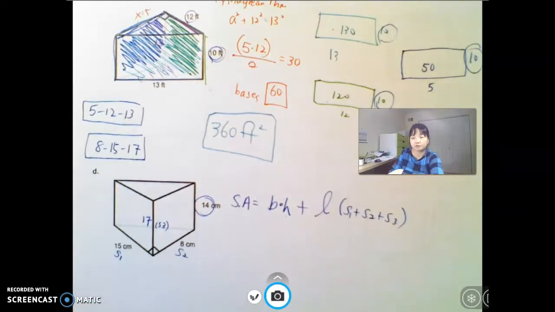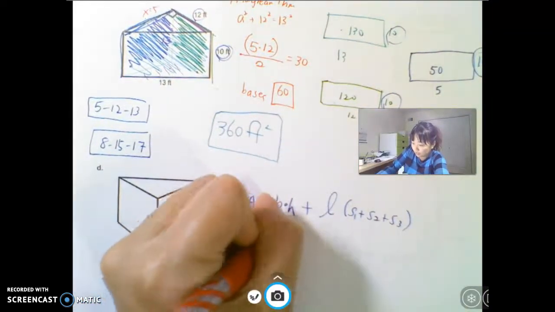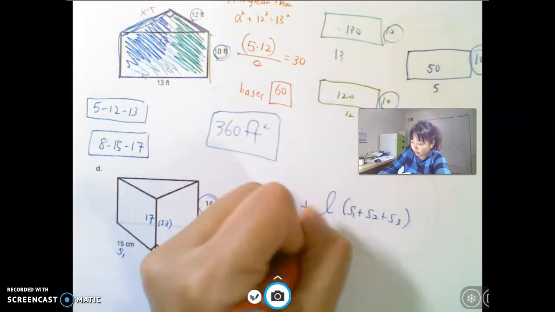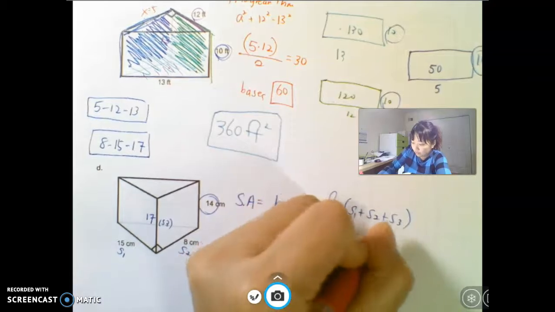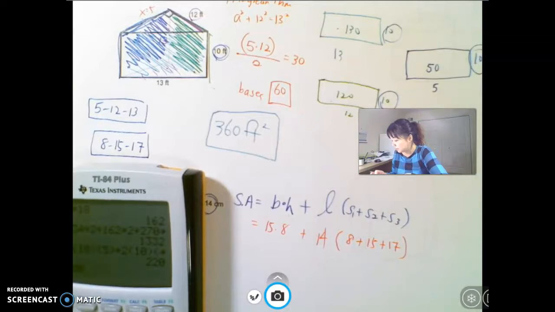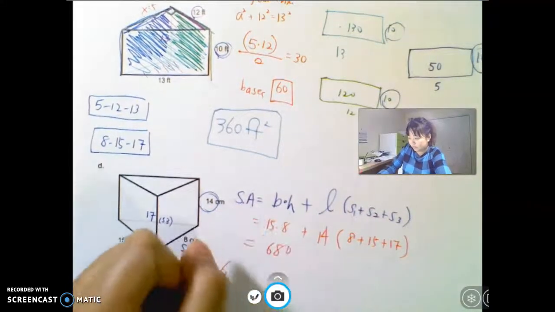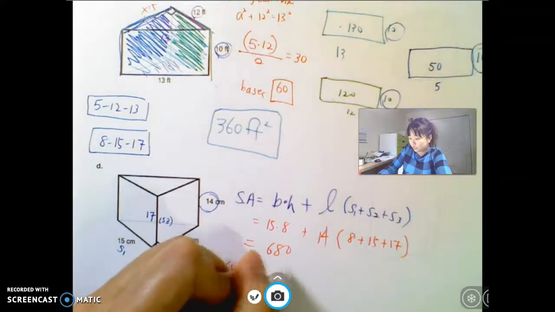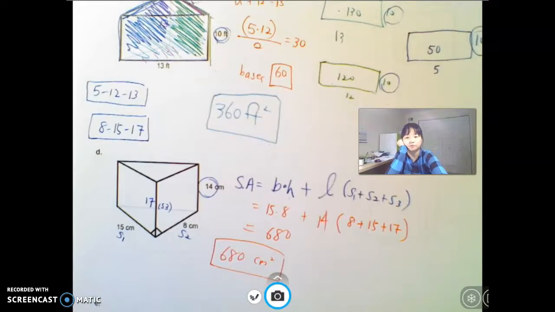If you're the formula person, you just plug it in. So the base times the height would be 15 times 8, plus the length of the prism is 14. Sides are 8, 15, and 17. And all you have to do is plug it in. I got 680. Before you box it in, check the unit. It'd be 680 centimeters squared. So that's the triangular prism.